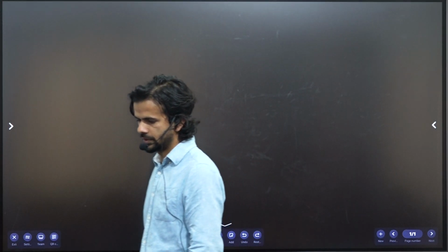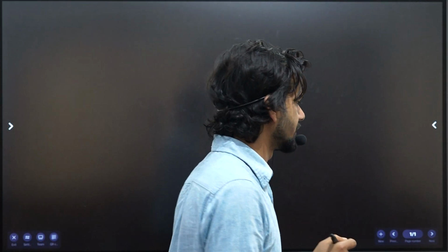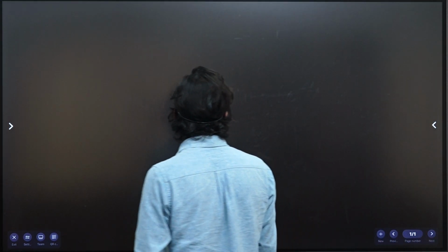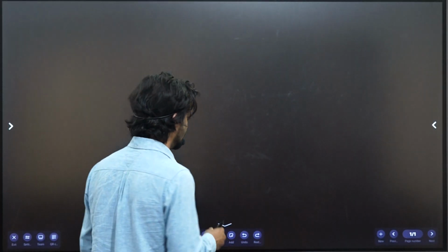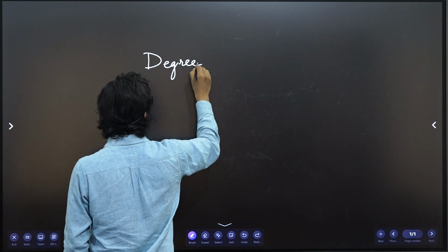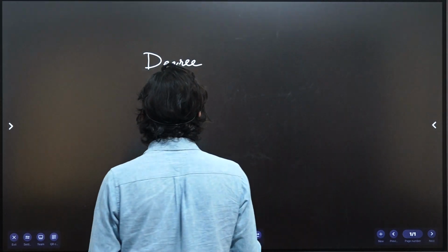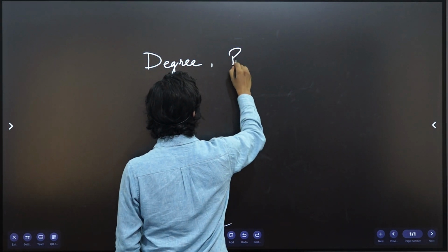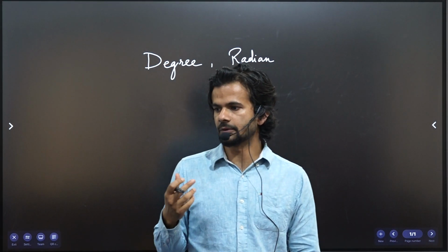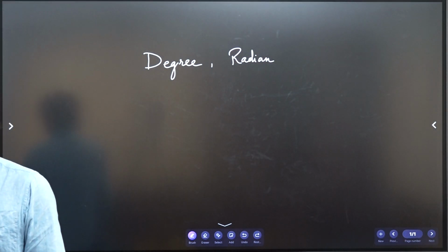Learning about measuring angular distances, that is to say angles. So what is the general unit that we use in order to measure angles? Degree. D E G R E E, degree, right? And then there is another one, which is radian. These are two famous units that we use in order to measure angle or angular distance, we can say.